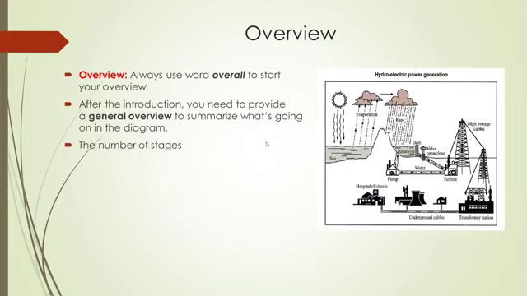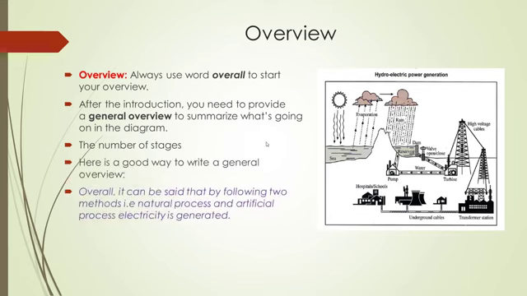The number of stages. Here's a good way to write a general overview. You should start with "overall," then put a comma. Overall, it can be said that by following 2 methods or 2 ways or 2 steps, for example, natural process and artificial process, electricity is generated.